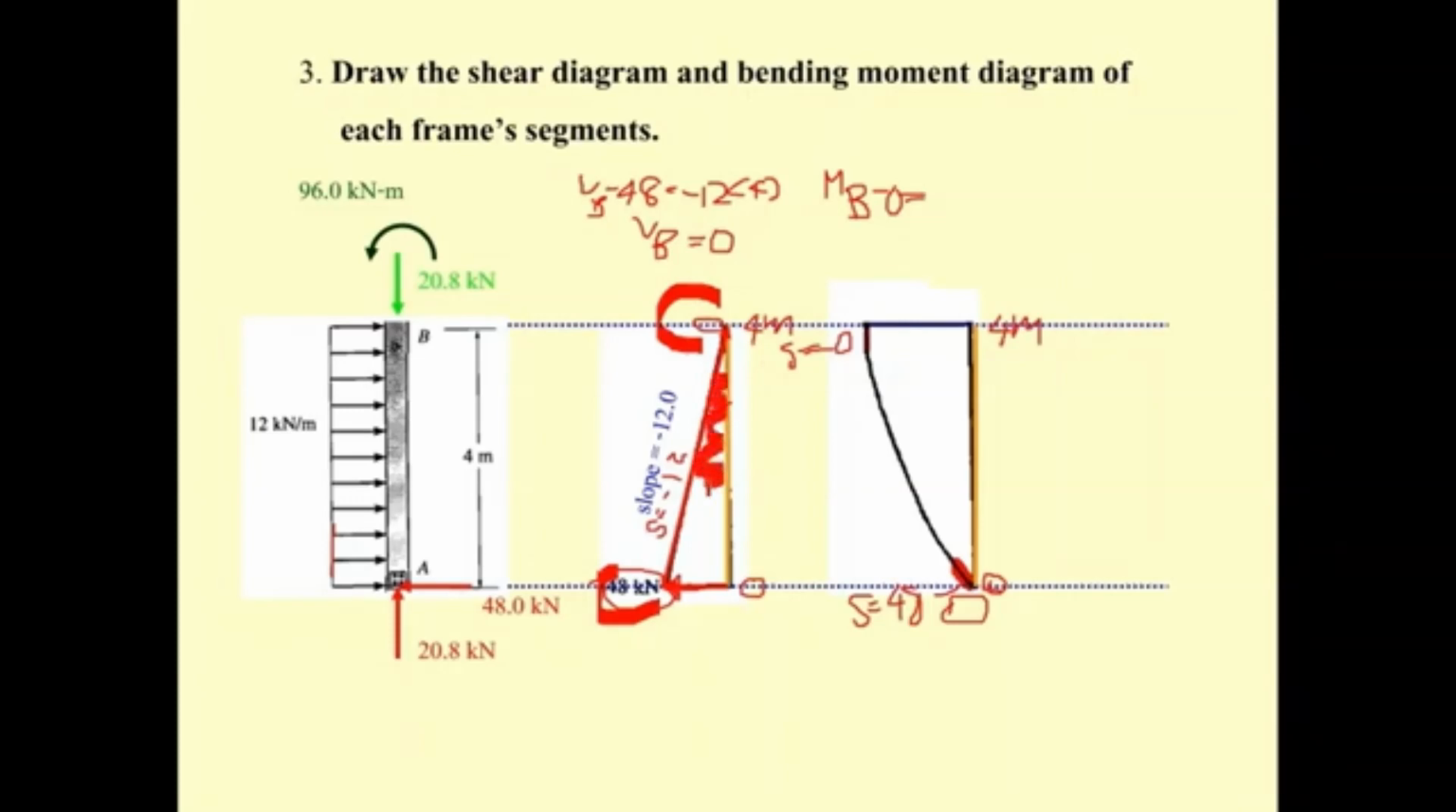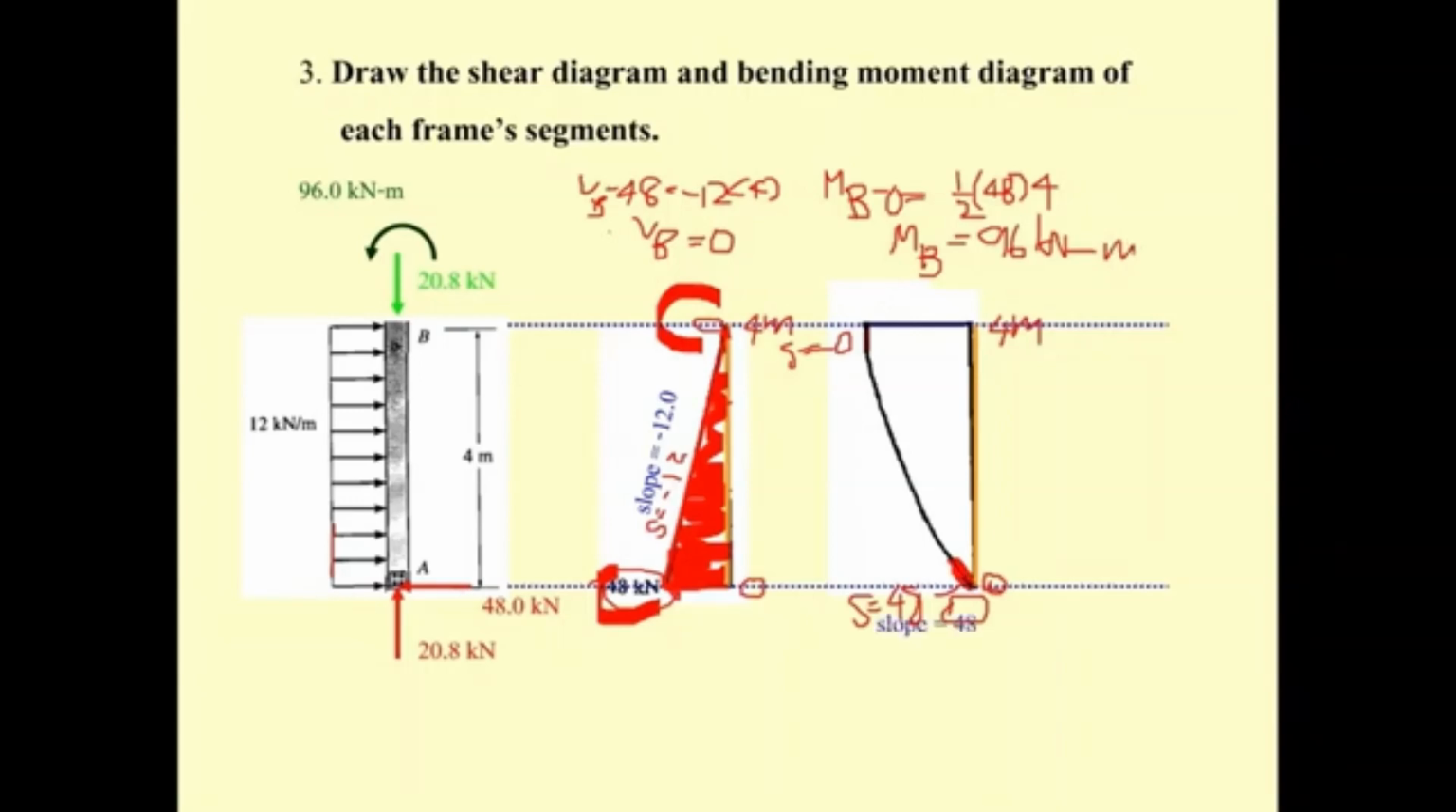So the area of this is going to be 1/2 of 48 times the length of 4. And then you may see M sub B is going to be 48 times 4 divided by 2. That's going to be 96 kilonewton meter. Okay, you get this already.